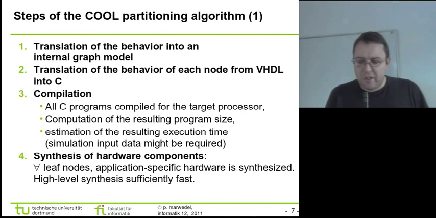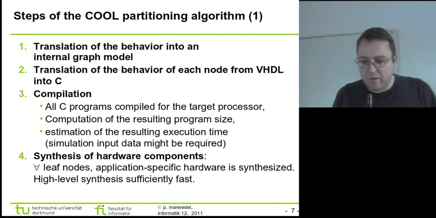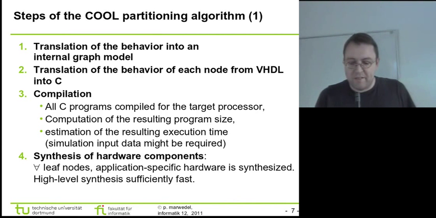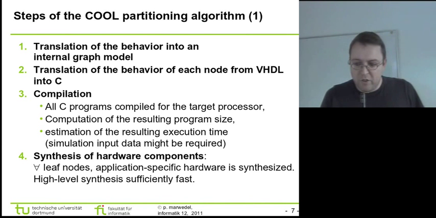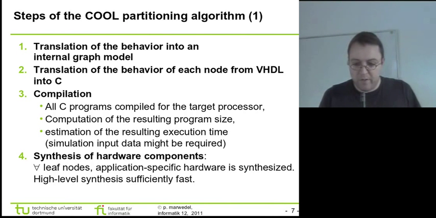The COOL partitioning algorithm consists of several steps. In the first step, the behavioral model of the system is translated into an internal graph model. Then in step 2, the behavior of each node, which is described in the VHDL hardware description language, is translated into an equivalent C description. In step 3, we start compilation. All of the C programs we've built above are now compiled for the target processor.